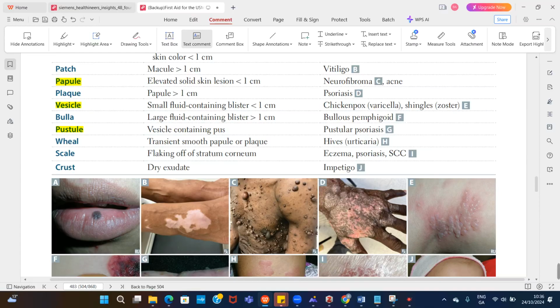When the lesion is raised but more than 1 cm, you call it a plaque. A very good example of a plaque is psoriasis. You cannot miss it. Psoriasis, lichen planus. They are all papulosquamous disorders. The next one is a vesicle. Lesions less than 1 cm containing fluid. A very good example of a vesicle is chickenpox. Shingles, chickenpox, or varicella, all of them form vesicular lesions.